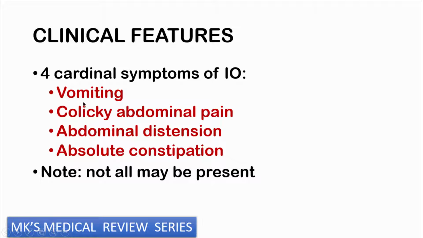Then there may be vomiting, there may be colicky abdominal pain, there may be abdominal distension, there may be absolute constipation. And all of these make sense. If you have the obstruction and the bowel is trying to overcome this obstruction, the peristalsis becomes vigorous, that's going to be causing the colicky abdominal pain.